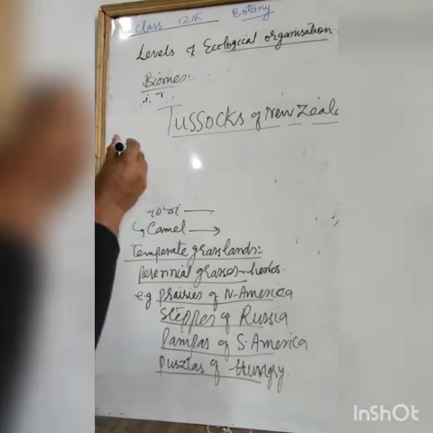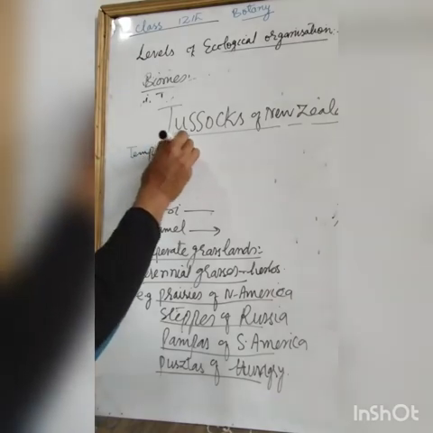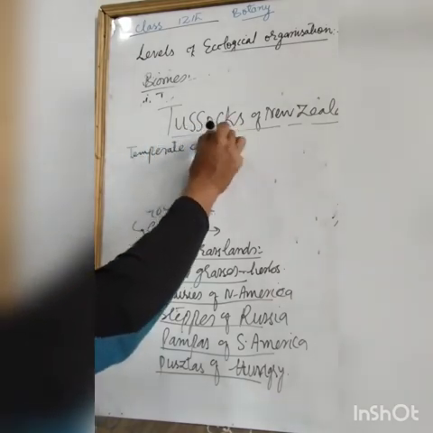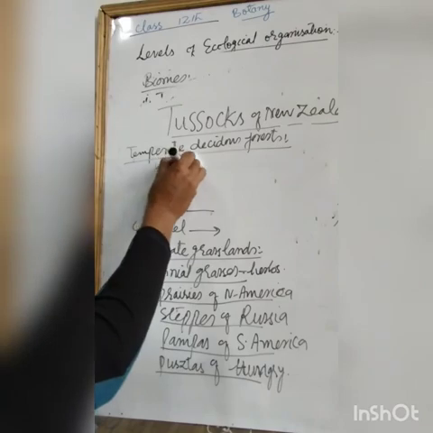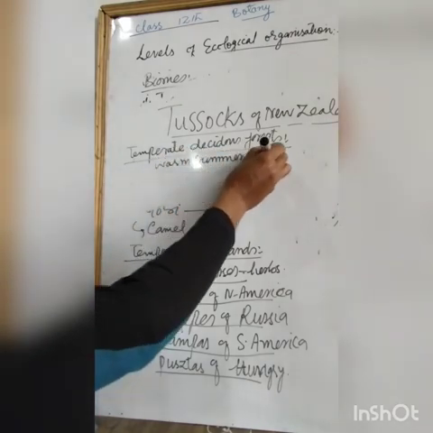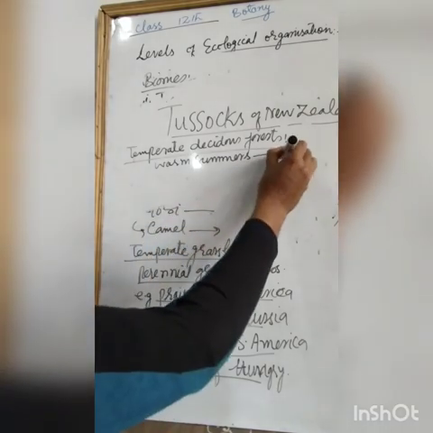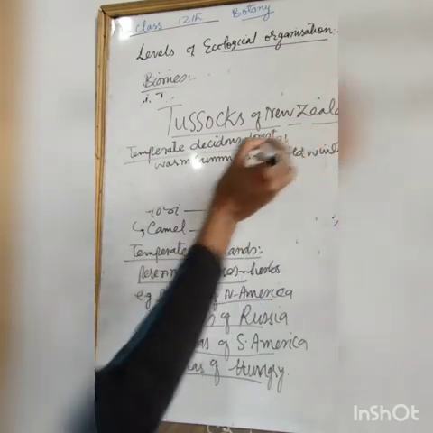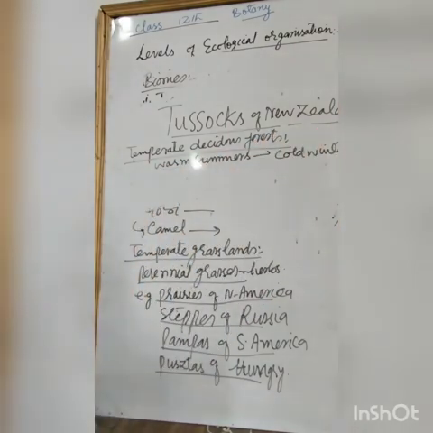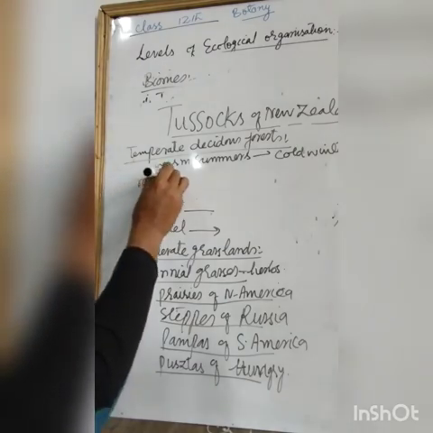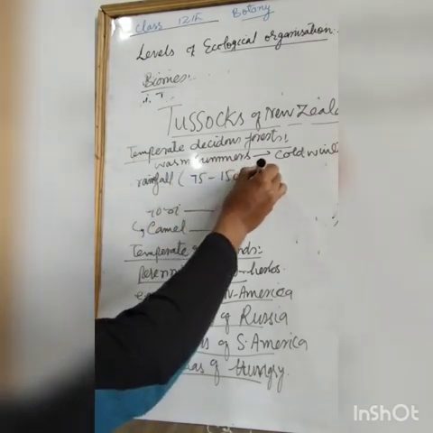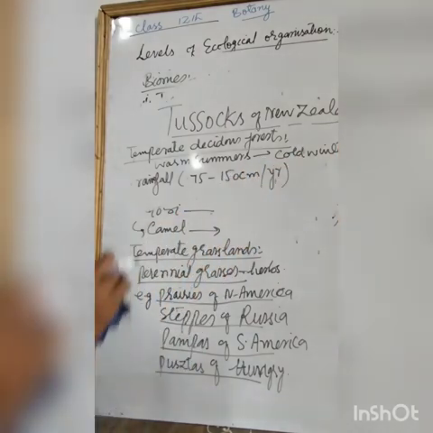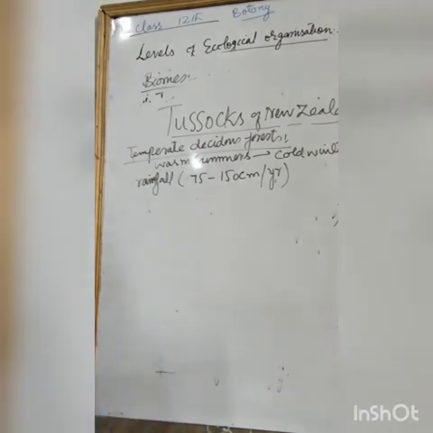And there are temperate deciduous forests, another biome type. These temperate deciduous forests occur in the areas where there are warm summers, that is, there is excess heat, but there are cold winters. And there is a moderate amount of precipitation, about 75 to 150 centimeters per year. That is, moderate temperature and moderate rainfall is there.